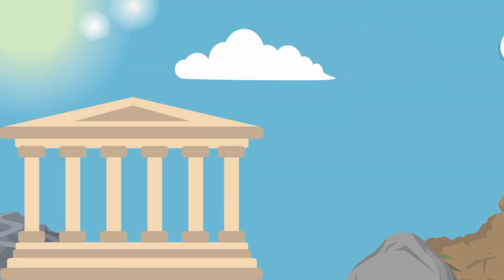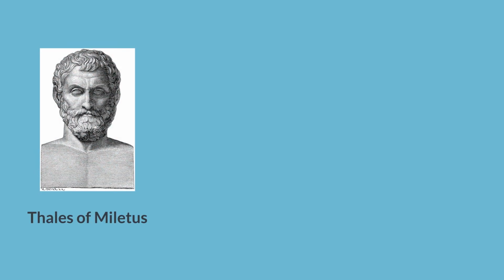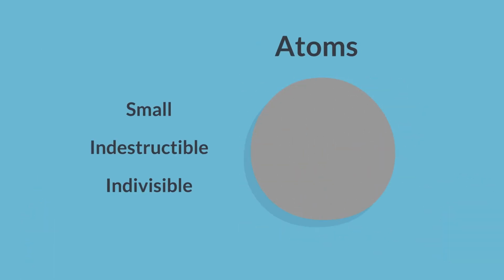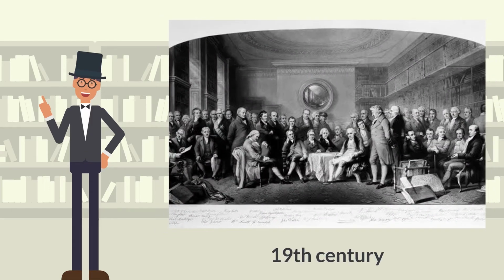The atomistic theory originated among Greek philosophers, such as Thales of Miletus, Democritus, and Leucippus. For these thinkers, matter was made up of smaller, indestructible, indivisible particles called atoms. Although the atomistic theories were forgotten in that period, the idea of the existence of an indivisible particle reappeared in studies in the 19th century.